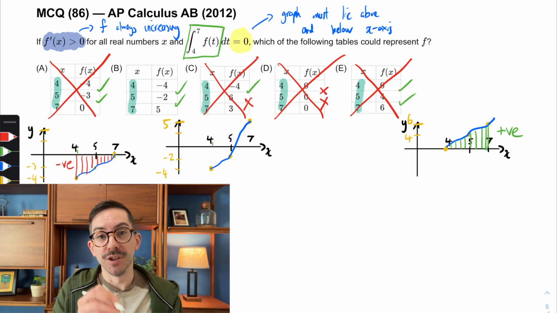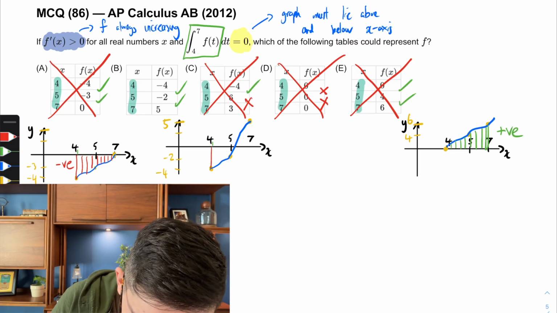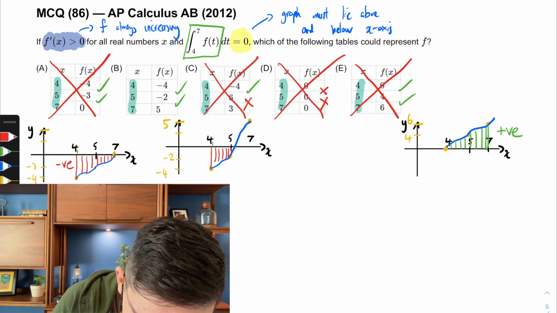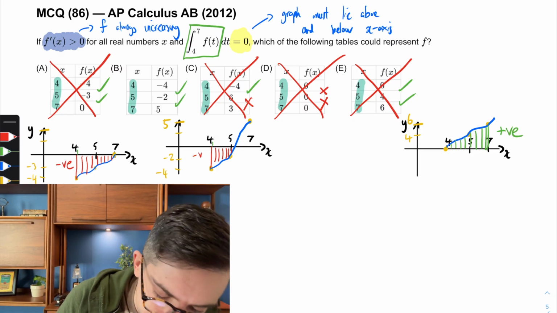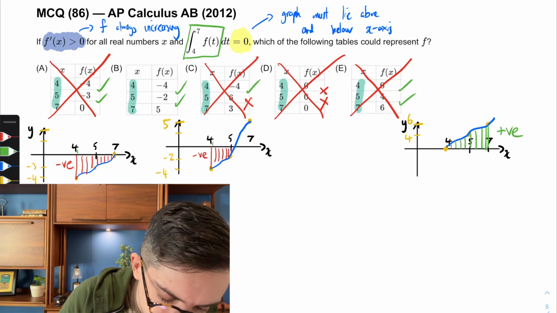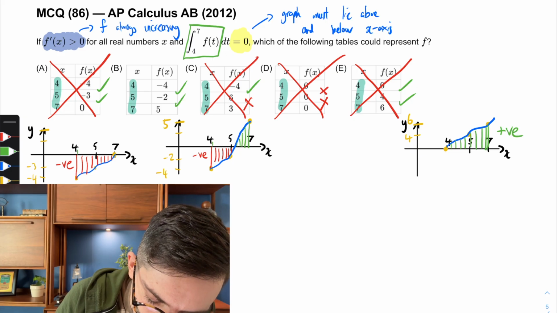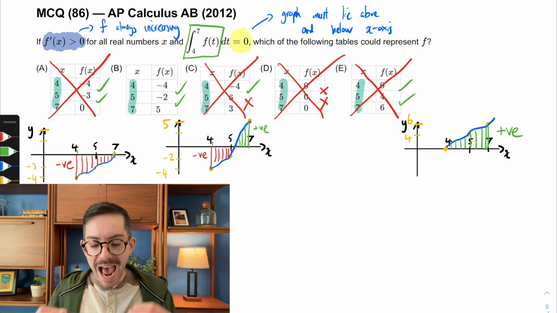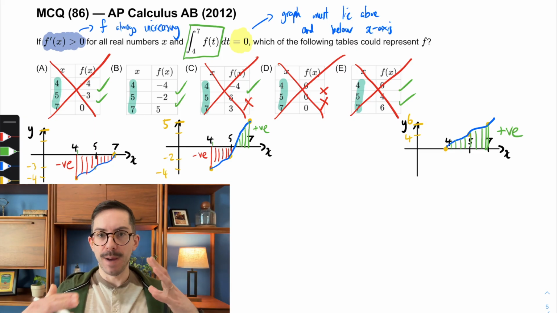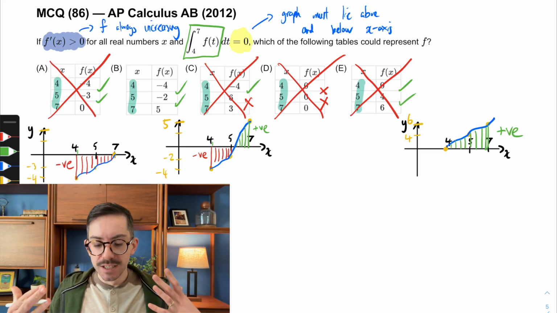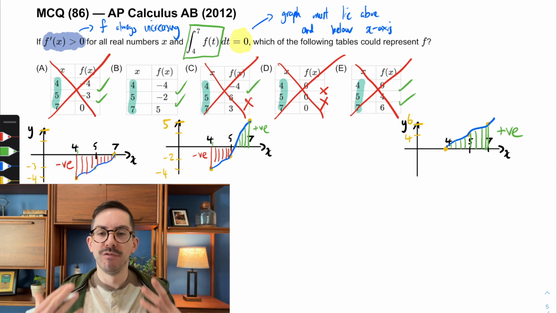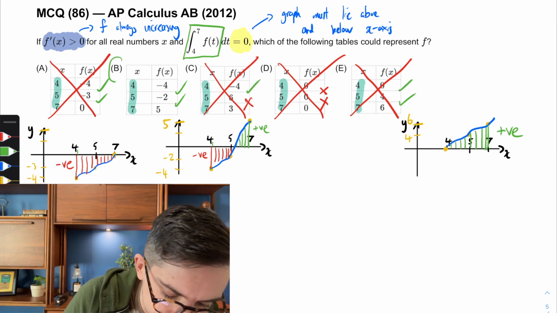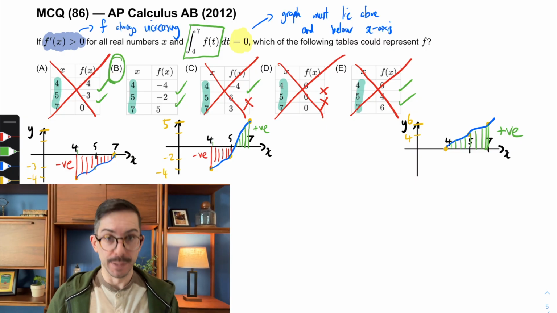So when I compute the definite integral, I get this portion below the x-axis that is going to be negative, and I get this portion above the x-axis that is going to be positive, and that together, if it's balanced just right, can sum to give me a 0 for the definite integral. So our answer choice here is B.